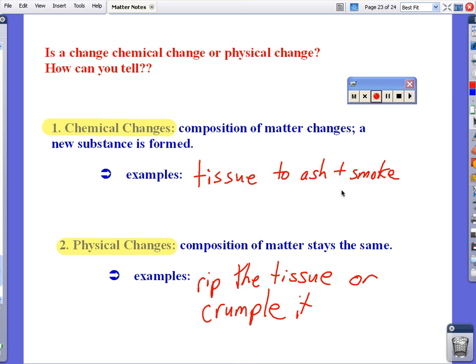It's forever changed. A physical change, on the other hand, the composition of the matter stays the same. So what does that really mean? It just means like the water to the ice and so forth. That's still H2O. It's just a different form, different phase. Another example is if you rip the tissue in half, it's still tissue. It's just two pieces of tissue. It's still chemically the same. If you crumple it into a ball and then uncrumple it, it's still tissue. So that's a physical change. It just looks different. That's really what you need to know.